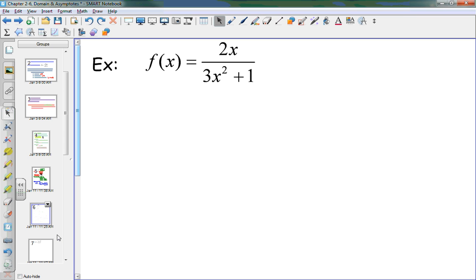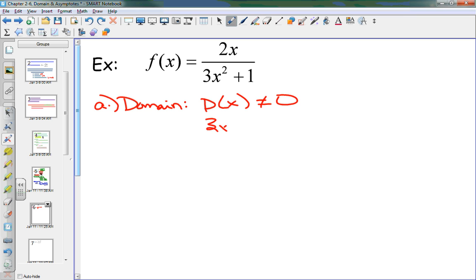Okay, so letter A, I need to get my domain. How do I find my domain? D of x cannot be 0. So I have 3x squared plus 1 cannot be 0. So 3x squared cannot be -1. X squared cannot be -1/3.